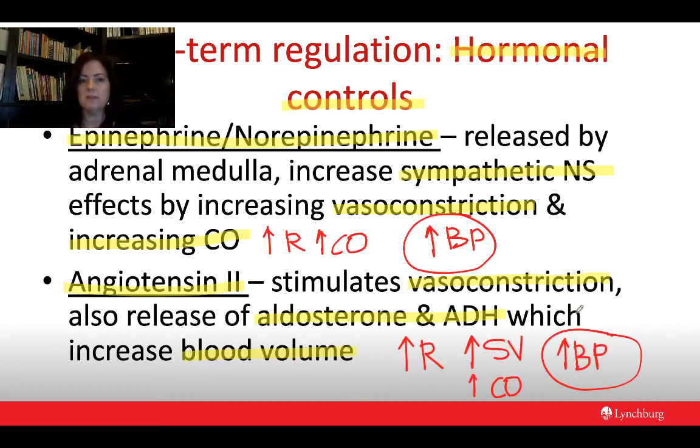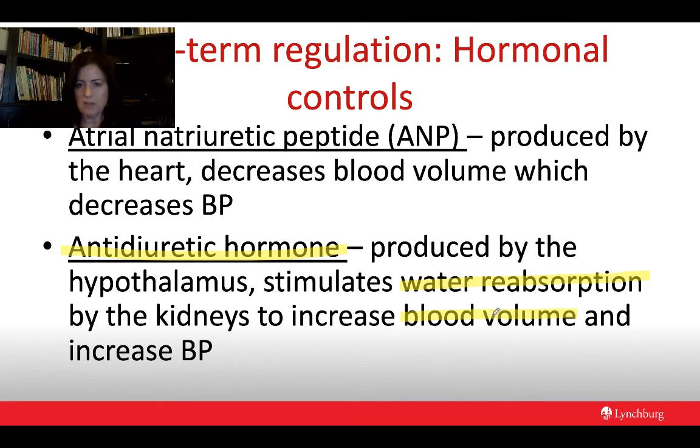So basically, this does the same thing. It's the same thing as this, okay? So if we increase blood volume, we know that we're going to increase our stroke volume, which increases our cardiac output, which is going to increase pressure. So the net effect of releasing ADH or antidiuretic hormone is to increase blood pressure. So that's what we have there.